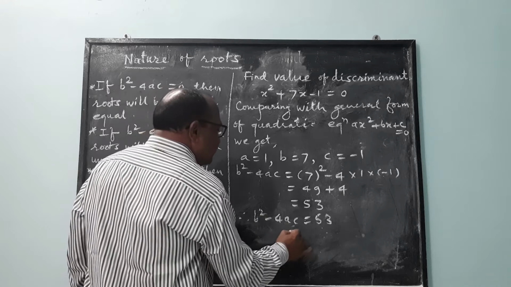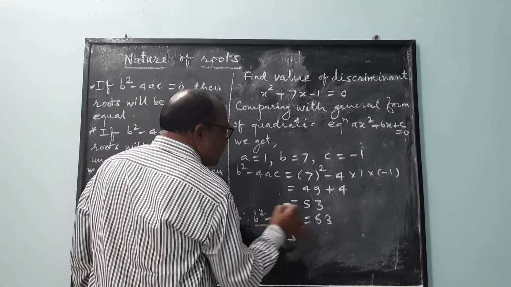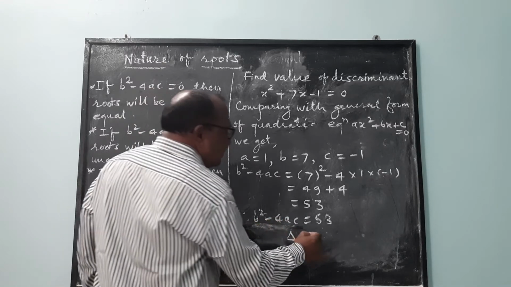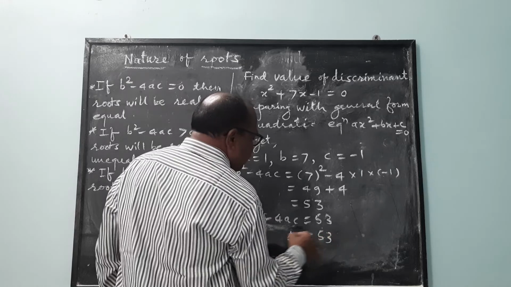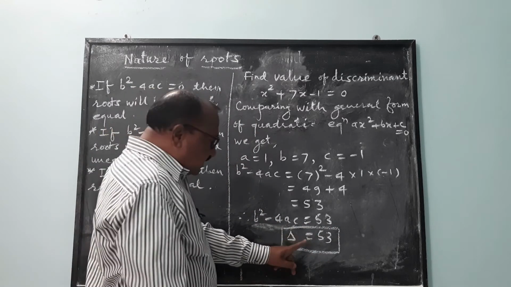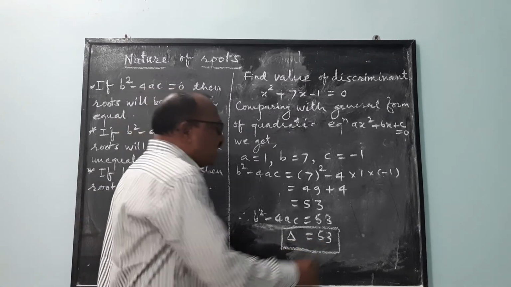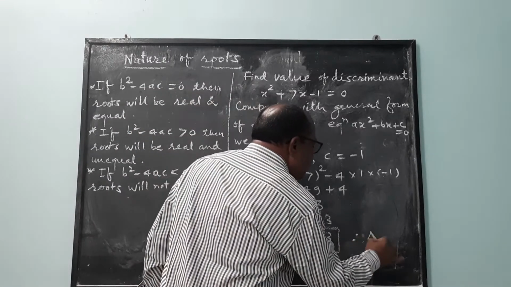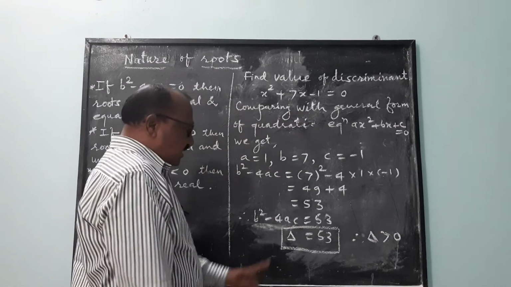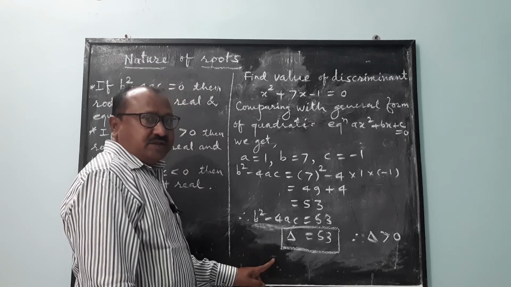This is nothing but delta. Discriminant is known as delta. So value of delta is equal to 53. In this case you are getting value of discriminant 53, means delta is greater than 0. Therefore in this case roots will be real and unequal.